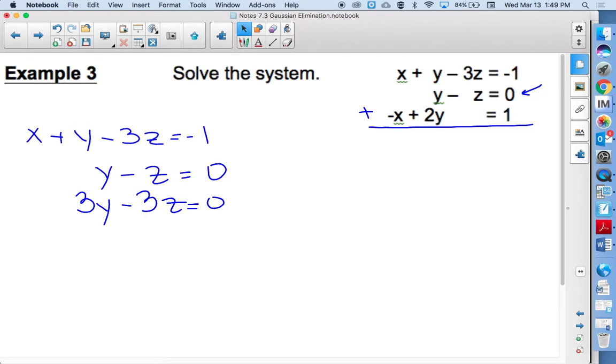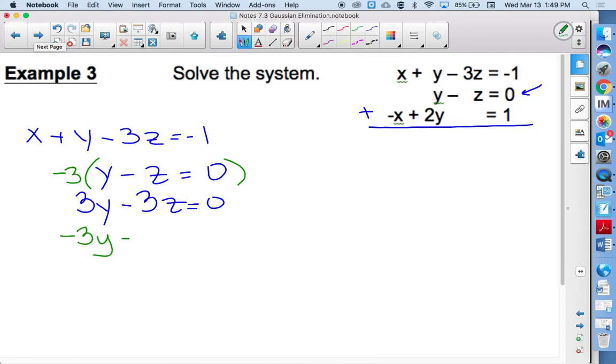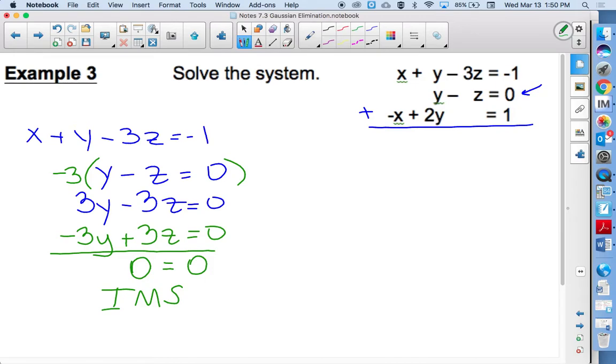Multiply the first one by -3, and then you get 3y minus 3z equals 0, negative 3y plus 3z equals 0. Wait, no, 0 equals 0. They're the same thing. Yeah. So this one we end up with 0 equals 0. And when you have 0 equals 0, that means we have infinitely many solutions.